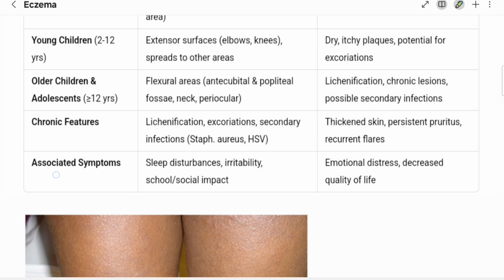Associated symptoms with this disease: sleep disturbances due to itchiness, irritability, school and social impact. The child cannot properly concentrate in his or her studies. There is also emotional distress, decreased quality of life.